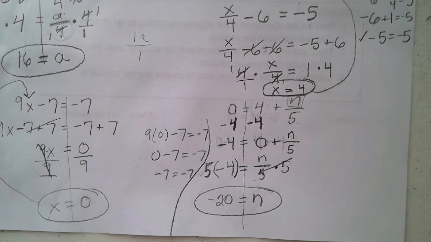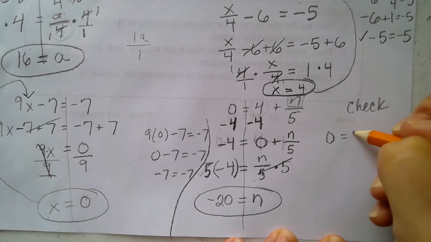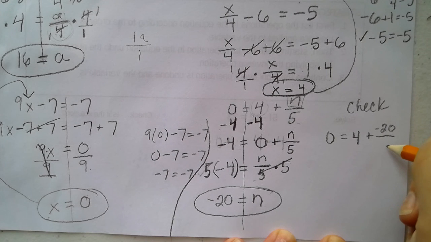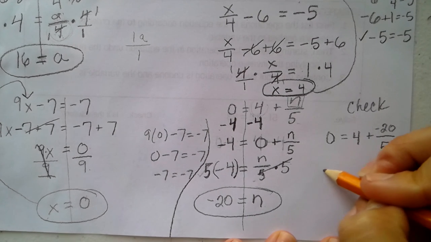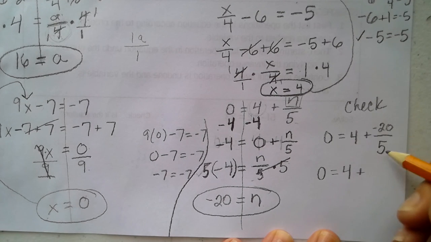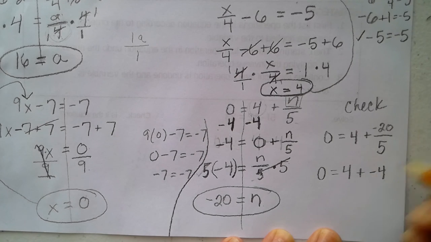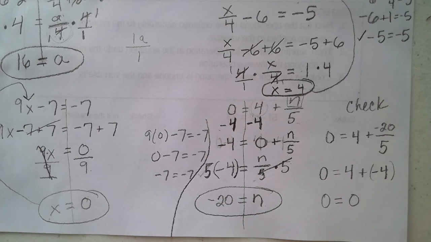Okay, let's check it. So does 0 equal 4 plus negative 20 divided by 5? Let's see. So 4 plus, what's negative 20 divided by 5? It's negative 4. So does 4 plus negative 4, I can put those parentheses in there to separate those two signs. Does 4 plus negative 4 equal 0? When you add two opposites together, you get 0.